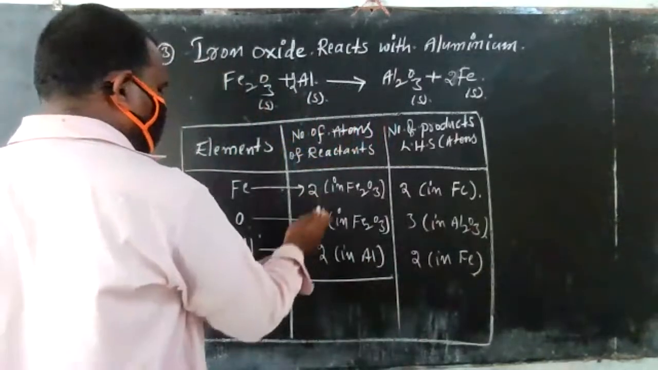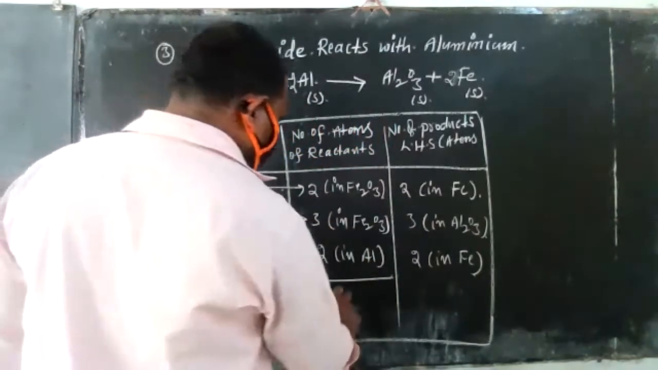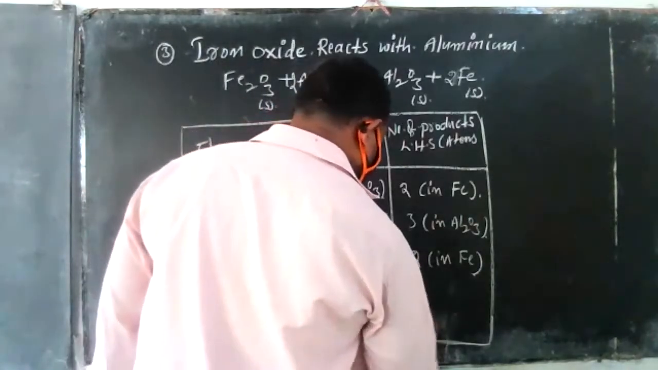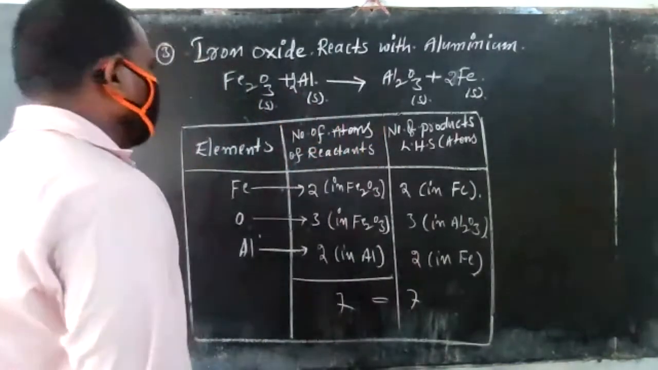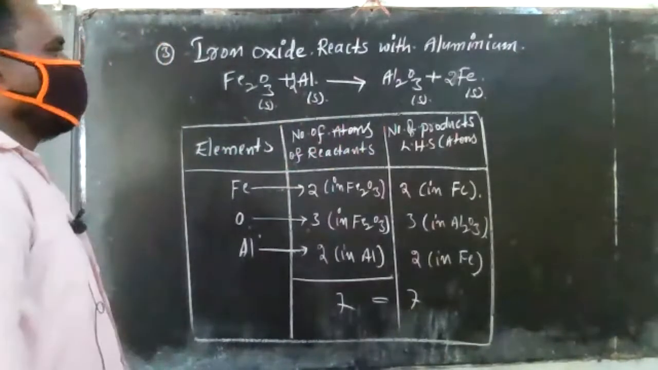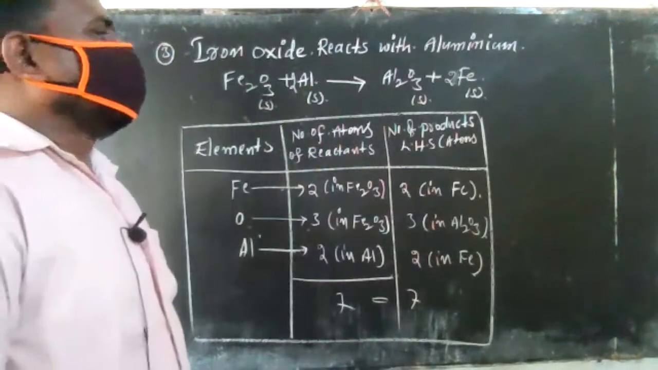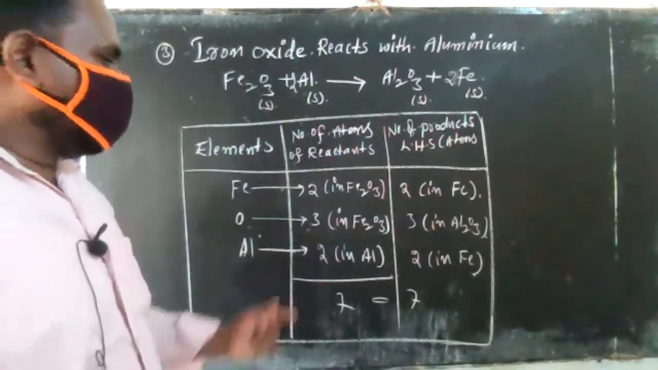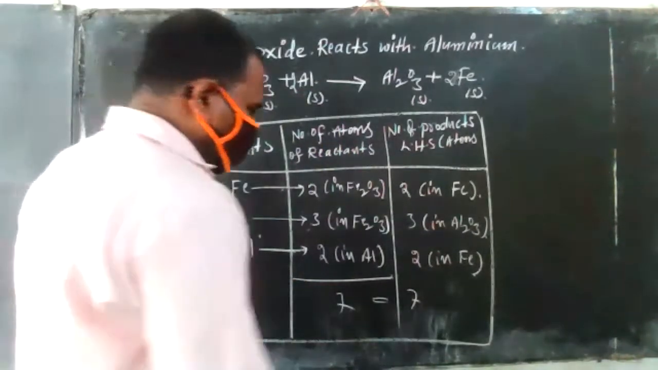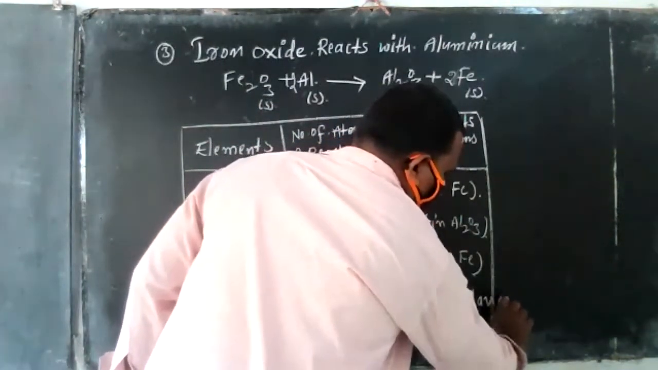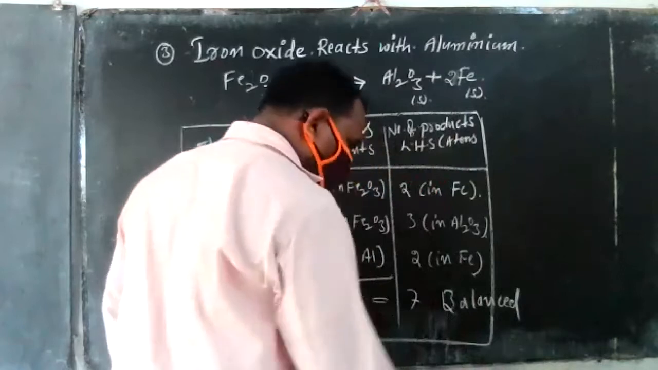So 2 plus 2, 4 plus 3, 7, and this also 7. So for the same element, how many atoms participated, and an equal number of atoms of the same element form. So this is the balanced equation.